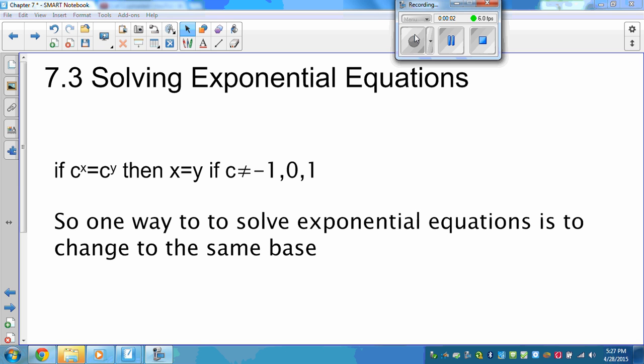Section 7.3, solving exponential equations. So first of all, if we have two exponential expressions that equal one another, if c to the power of x equals c to the power of y, then x equals y. This is true unless c is -1, 0, or 1.